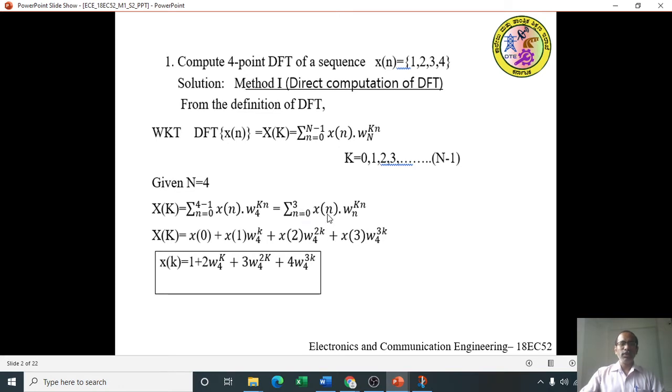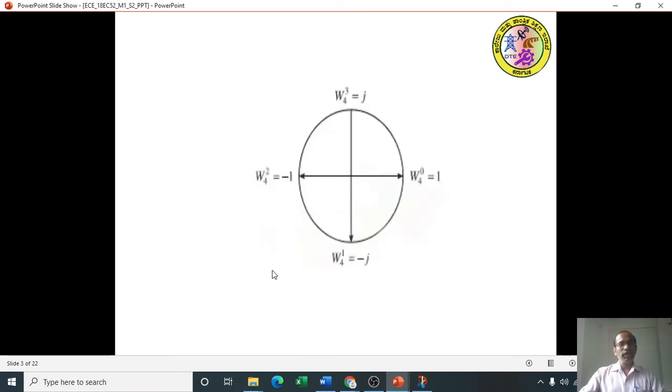When you put 0, it becomes x of 0 into omega 4 power 0 plus x of 1 into omega 4 power 1, x of 2 into omega 4 power 2 plus x of 3 into omega 4 power 3k. Observe that there are 4 products and 3 additions. Now k is a variable from 0 to 3.